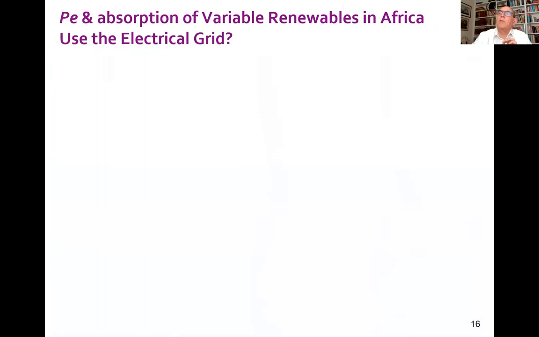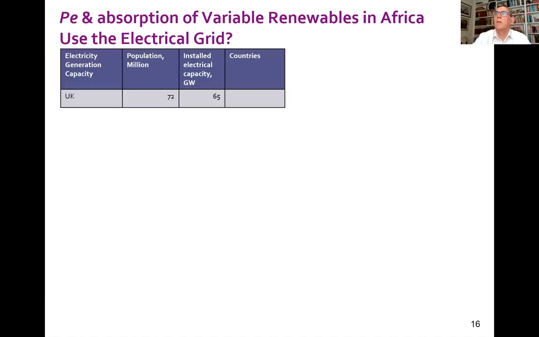But now I want to go back. Do you remember I spoke to you about this figure PE, which is the proportion of power used between electricity and all power sources in a country, which is an indicator of economic development. And I want to talk to you about variable renewables in Africa and the use of the electrical grid. My wife and I both worked in West Africa, so we got some idea of the difficulties that there are. But I want to show you some figures, first of all.